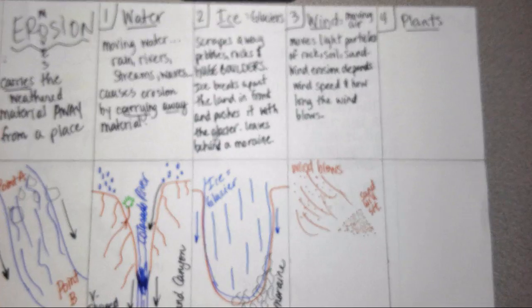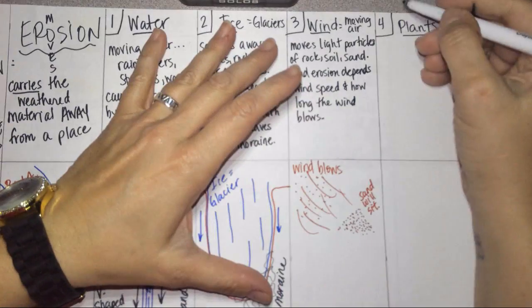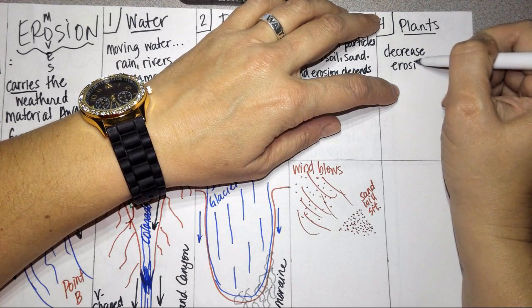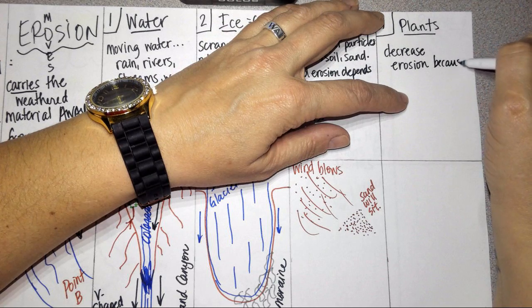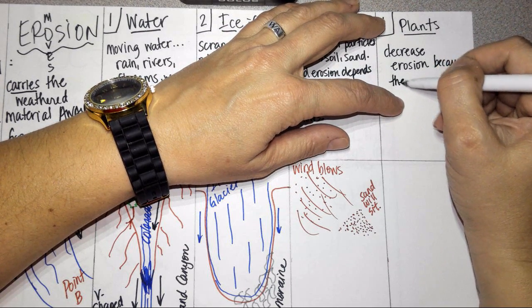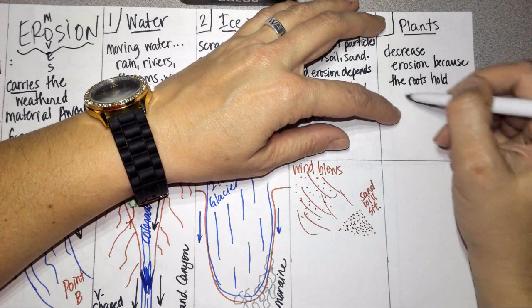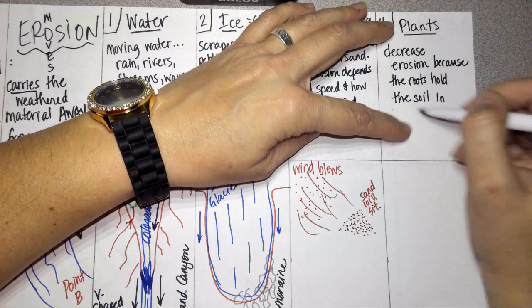Okay. Then we have plants. Plants actually help in erosion. So what plants do is they decrease erosion, because the roots hold the soil in place.